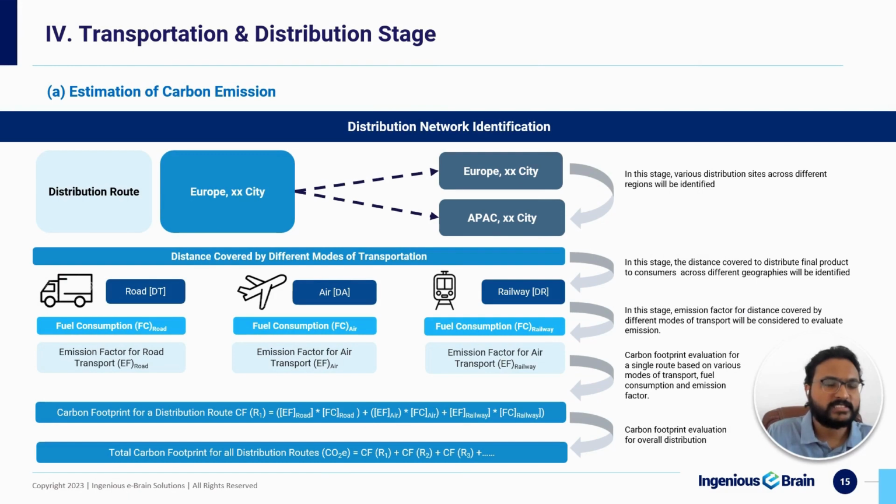Similar to the logistics stage, we also look into the distribution at the transportation stage, wherein we analyze the distribution routes from the production facilities towards the consumption facilities of those products. And in a similar fashion, we look at the different routes, the mode of transportation, the infrastructure availability, as well as the fuel being consumed, and then summarize it with the carbon emission factors to arrive at the overall carbon emission across this stage.